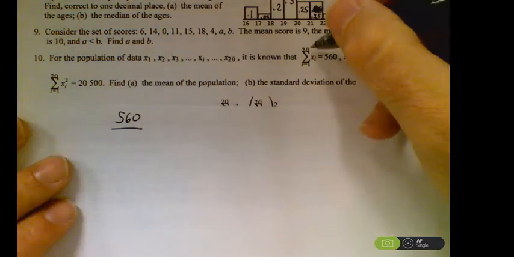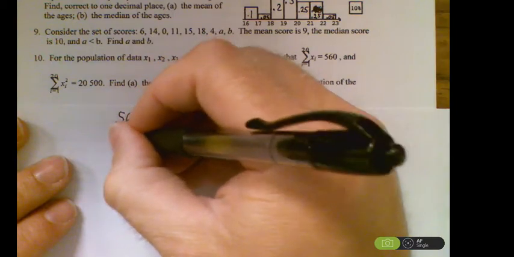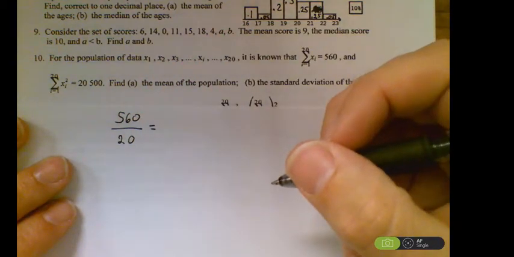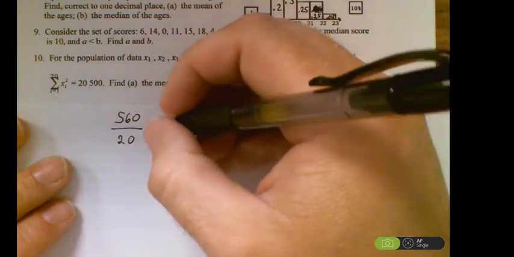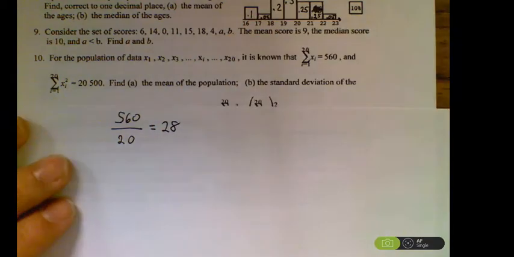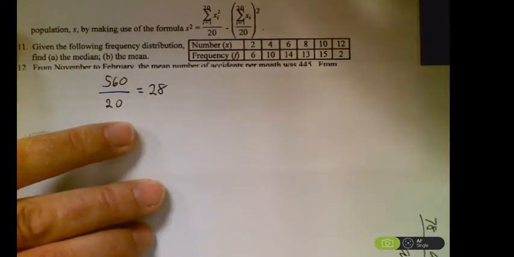We're also told that there are 20 terms. So that's the number of terms. So real simple right there to get the mean of the data. So 560 divided by 20 gives us the mean. For number 11, this guy's just pure calculator.